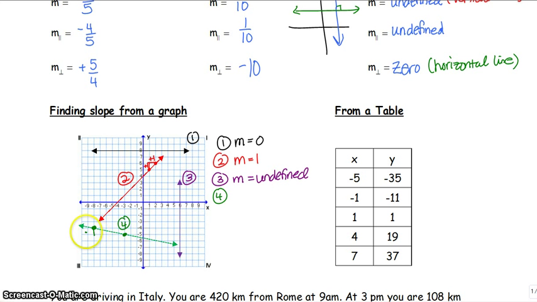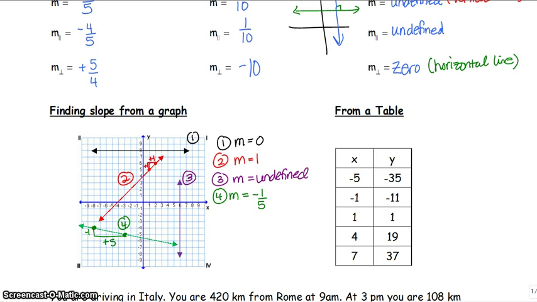I'm going down, so that's a -1. I'm going right 1, 2, 3, 4, 5, so it's a positive 5. And remember, your slope is rise over run, your change in y over your change in x. So your slope is -1/5.